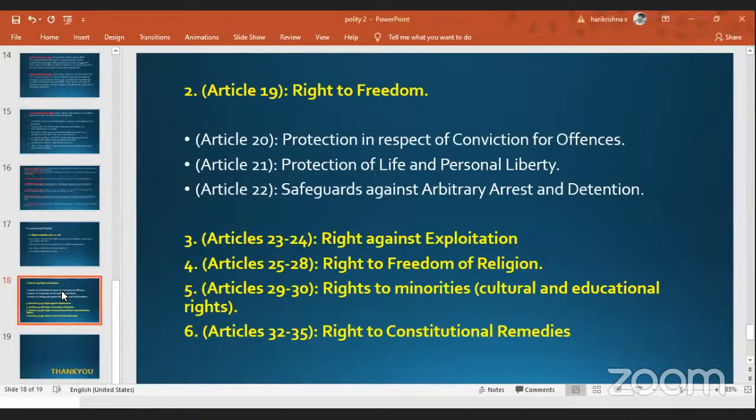Then Articles 29 to 30, that is right of minorities, that is cultural and educational rights. As we have seen, Articles 29 to 30 talk about the cultural and educational rights. Then sixth is the right to constitutional remedies, consisting of Articles 32 to 35. So here you have to think about the various articles, from what to what various things are distributed in the Indian Constitution. Okay.